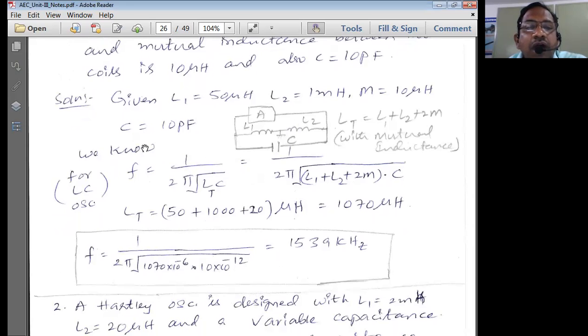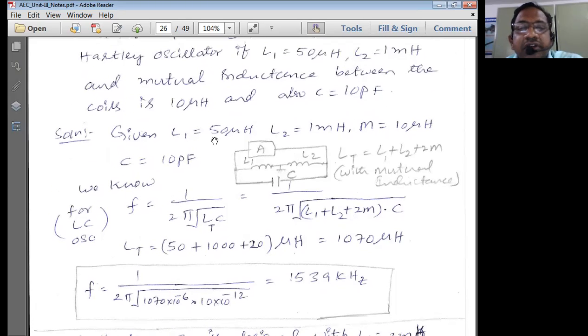Now we have to know this formula. 1 by 2 pi under root of LC is the formula for frequency of oscillations for the LC type of oscillators. In LC type, we have subcategories as Hartley oscillator and Colpitts oscillator. So in the problem given, it is Hartley oscillator. Therefore, we have to consider Hartley oscillator.